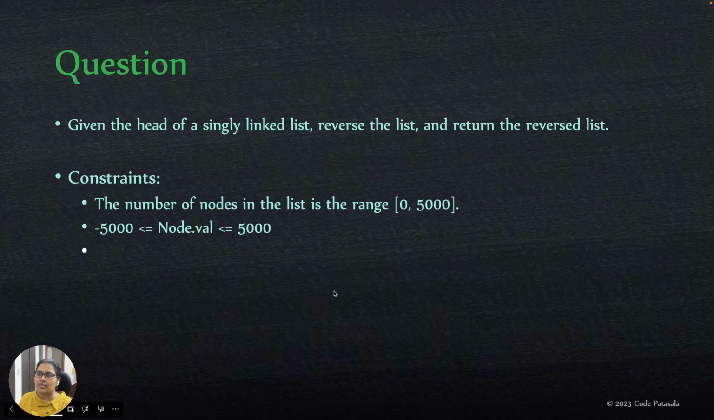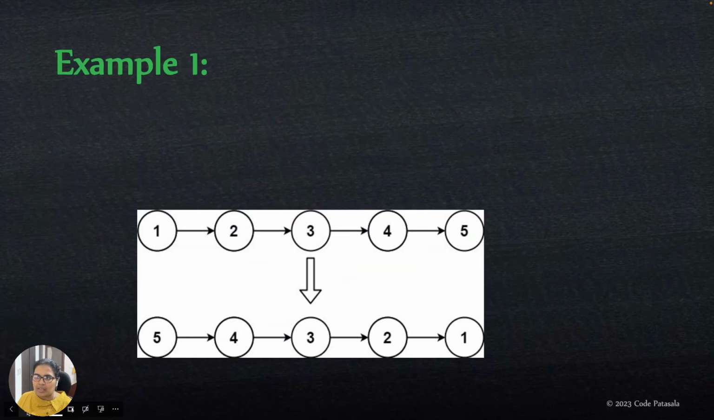The constraints that are given are: the number of nodes in the list is 0 to 5000. That means the list can be empty. There are also some constraints on the value of the node as well. Okay, so let's look at some examples.